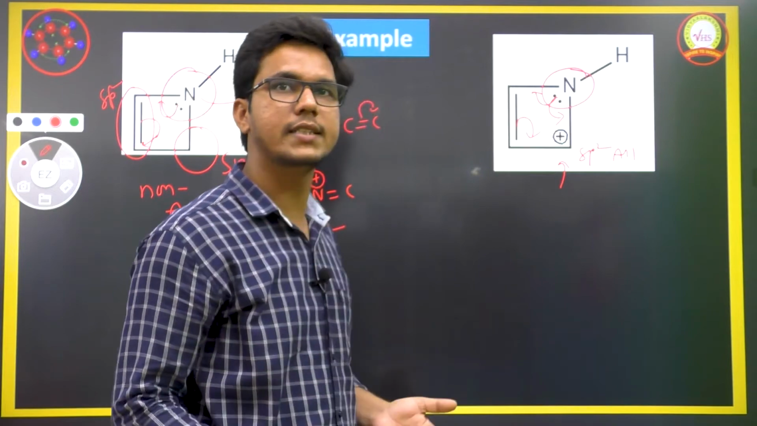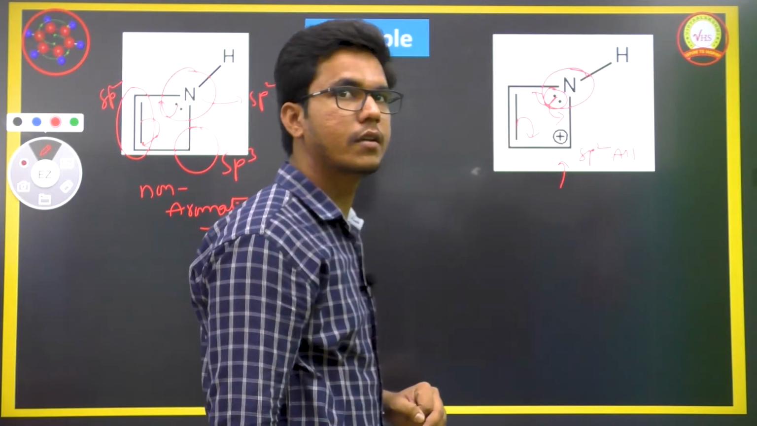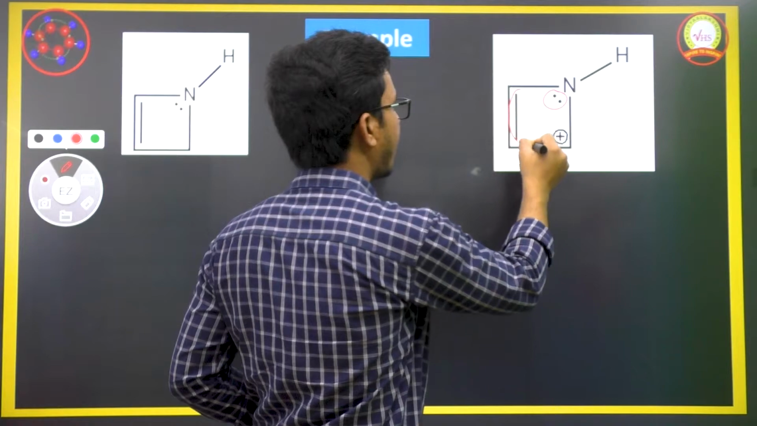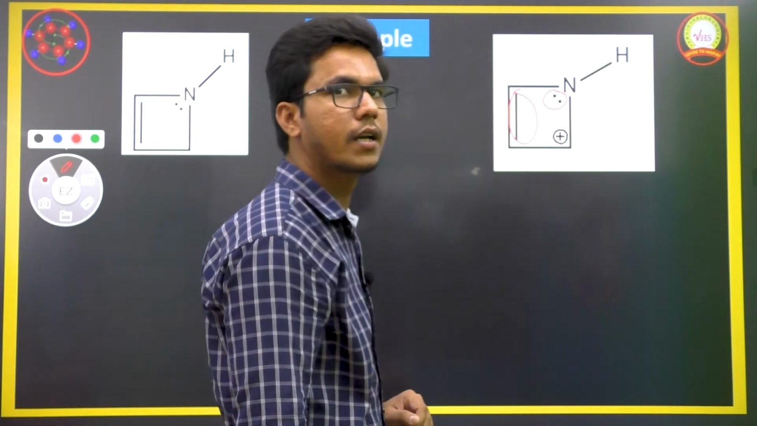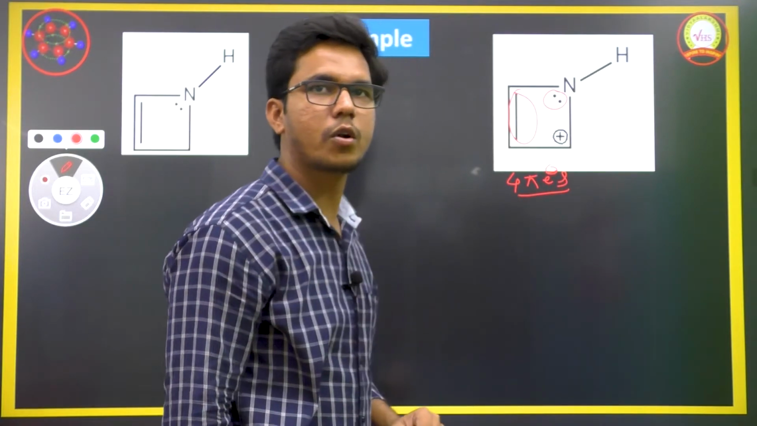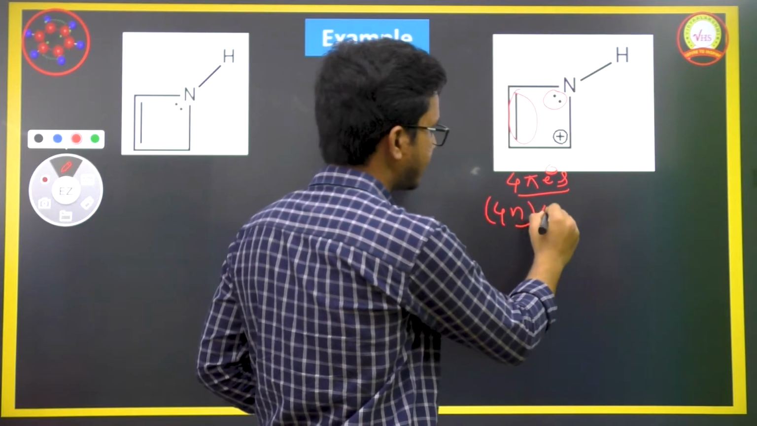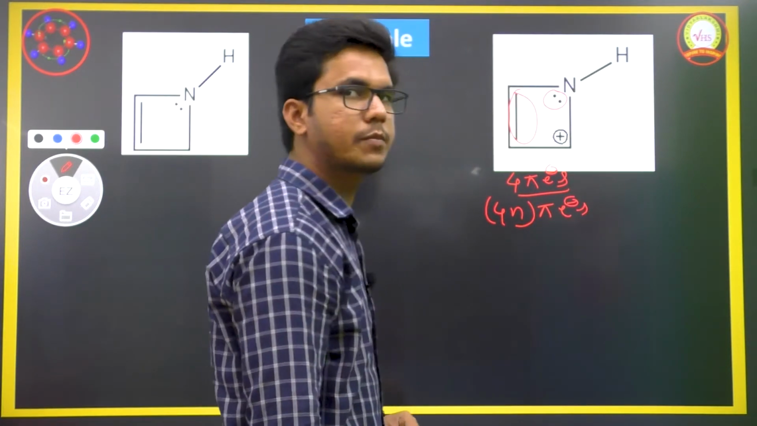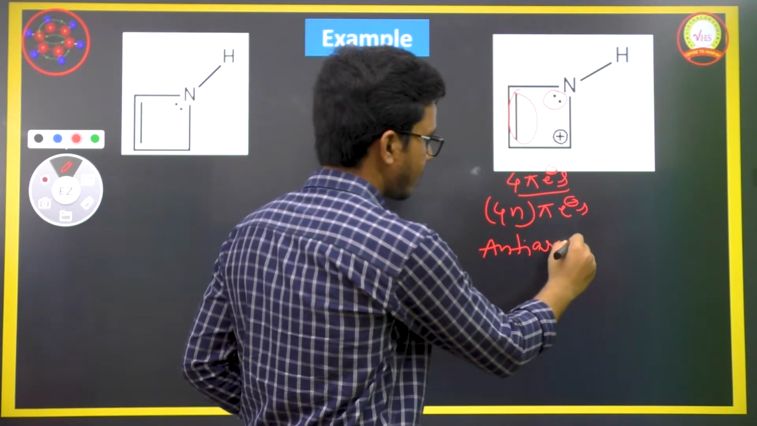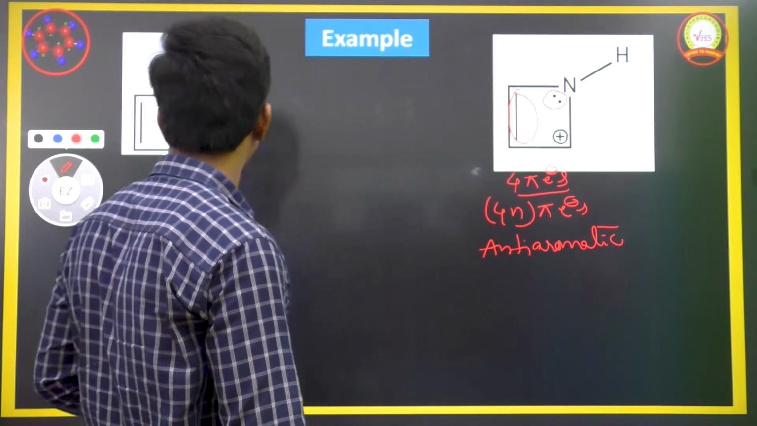But the number of delocalizing electrons in the system is 4. Okay, here we have 2 pi electrons and the lone pair, 2 electrons, and 2 pi electrons, right? Altogether 4 pi electrons are there. 4 pi electrons means it is satisfying the 4n pi electron system. 4n pi electrons means it is anti-aromatic. Anti-aromatic.